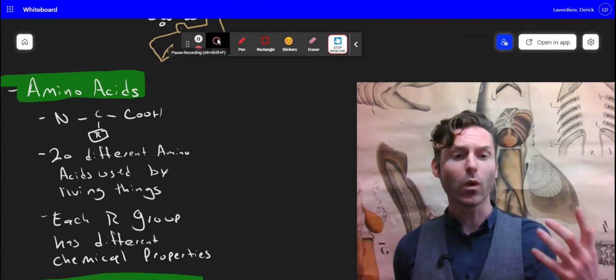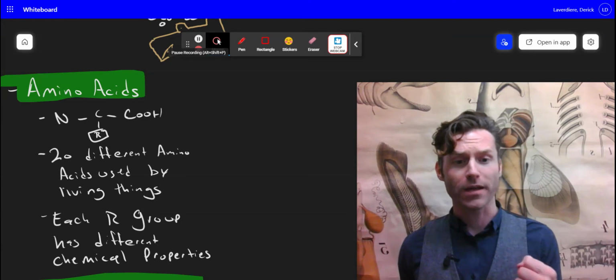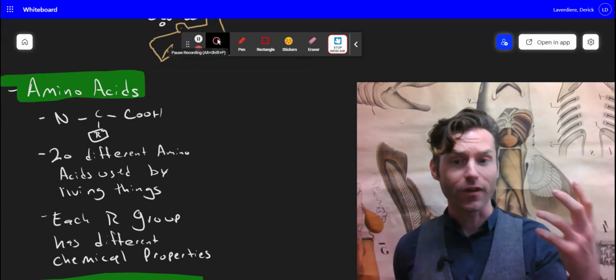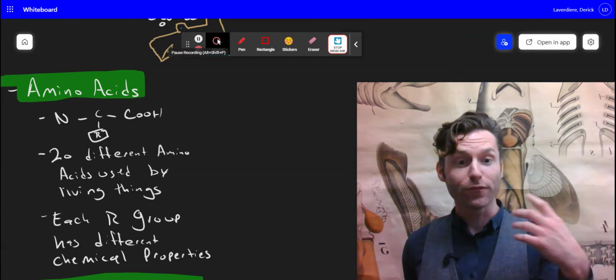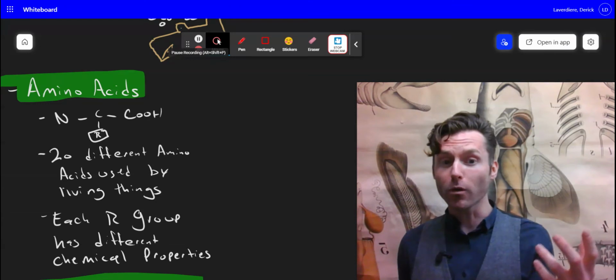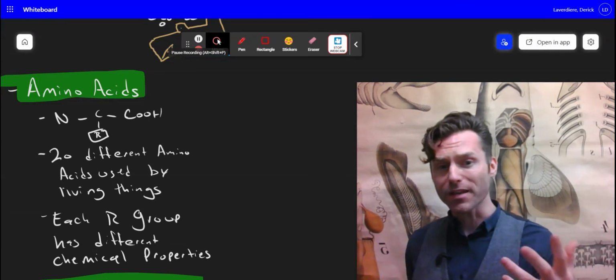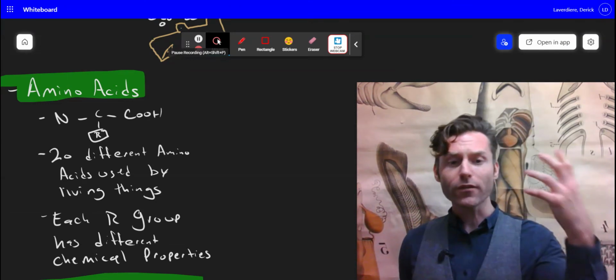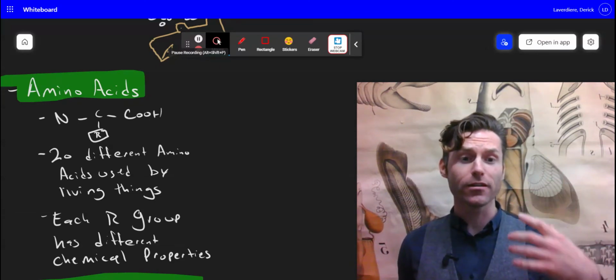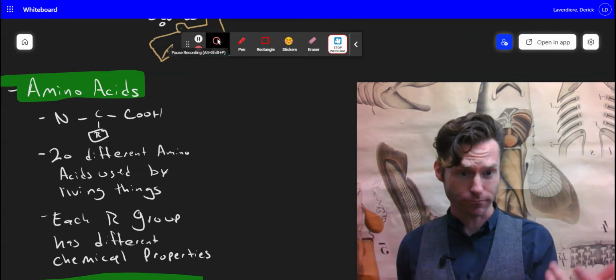So there are 20 different amino acids that living things use. They have 20 different functional groups. The functional groups all have different chemical properties. They might be polar, they might be acidic, they might be basic. And whatever chemical properties they have, they lend to the overall function of the protein.